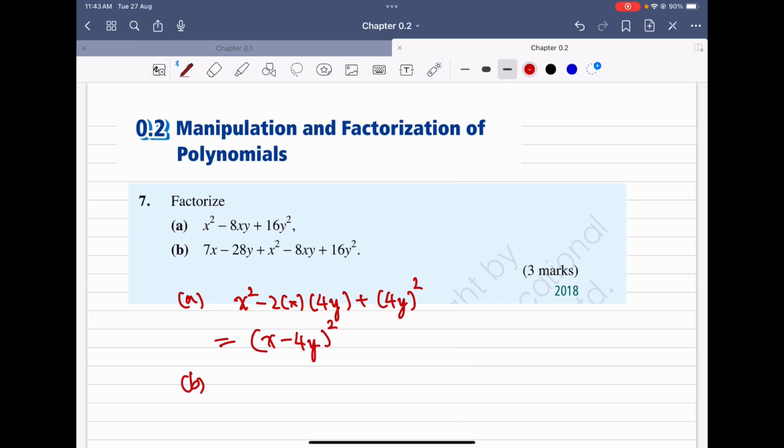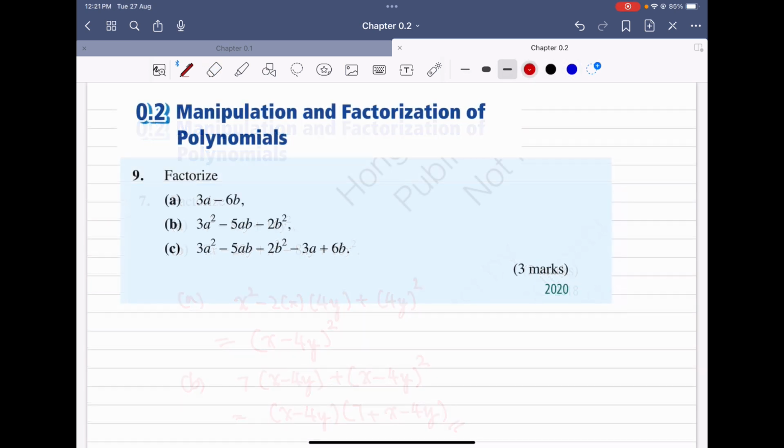And the part B, 7x minus 28y, they are not in the part A, but you can take out 7 as the common factor. So you can take out the 7 for the common factor for the first 2 terms, and then the last 3 terms, you can combine it as x minus 4y bracket squared. Then that means x minus 4y is the common factor. So the remaining term, the first one is 7, the other term is plus x minus 4y. So that's the answer.